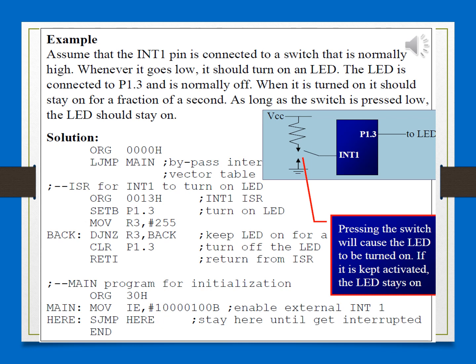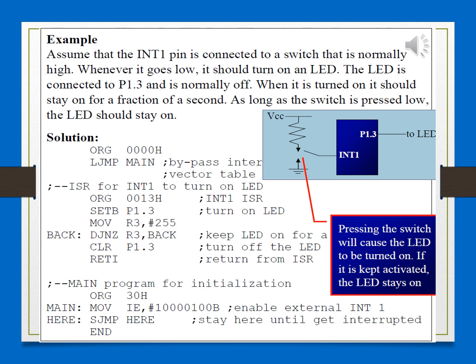There is an interrupt. Whenever it goes low at the external interrupt 1 pin, then you have to glow the LED that is connected to P1.3. P1.3 means that at port 1 you have connected an LED to one of the pins of port 1. So that has to be turned on whenever there is an interrupt. That is the meaning.